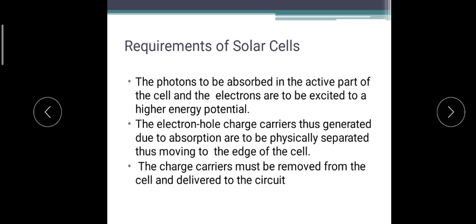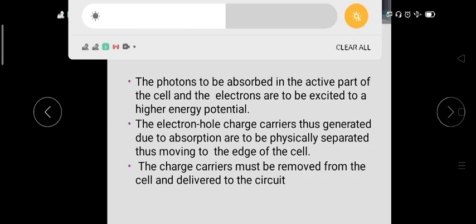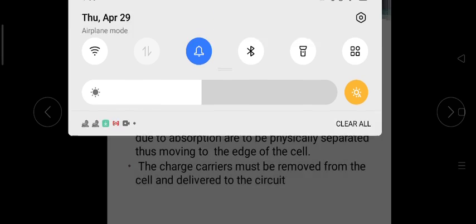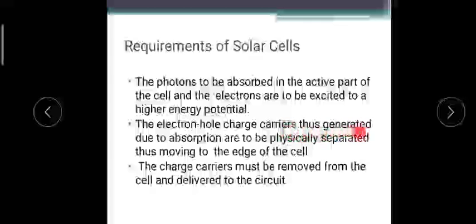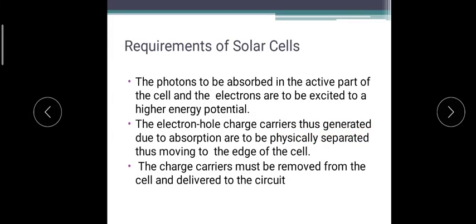Requirements for designing a solar cell. Number 1, the photons are to be absorbed in the active part of the solar cell, and the electrons are to be excited to a higher energy potential. Number 2 requirement is electron hole charge carriers. The electron hole charge carriers generated because of this absorption of light are to be separated and made to move towards the edge of the cell. The charge carriers must be removed from the cell and delivered to the circuit. So these are the requirements for designing a solar cell.